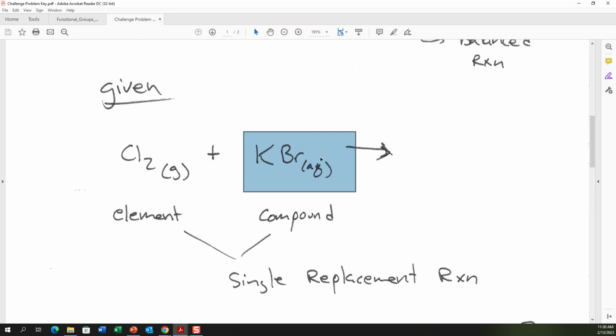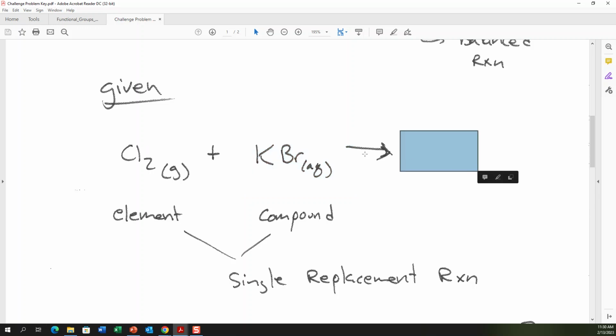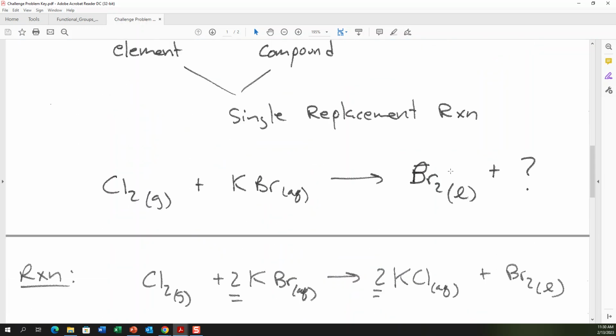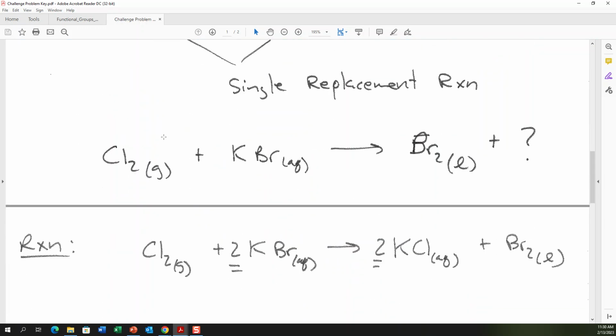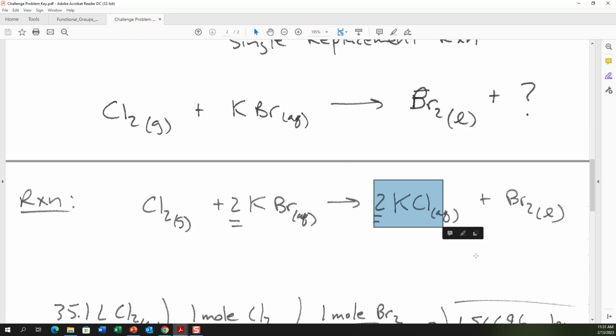So over here, we're going to have potassium paired up with chlorine, so we'll have potassium chloride. And then we'll have bromine by itself, but we've got to remember bromine is a diatomic element, so when it ends up by itself, it's going to be Br2. They gave us the fact that we have bromine, so we have chlorine plus potassium bromide yields bromine, Br2, plus what? That other thing would just be the potassium chloride. So here is our balanced equation: one chlorine plus two potassium bromides yield two potassium chlorides and one bromine.